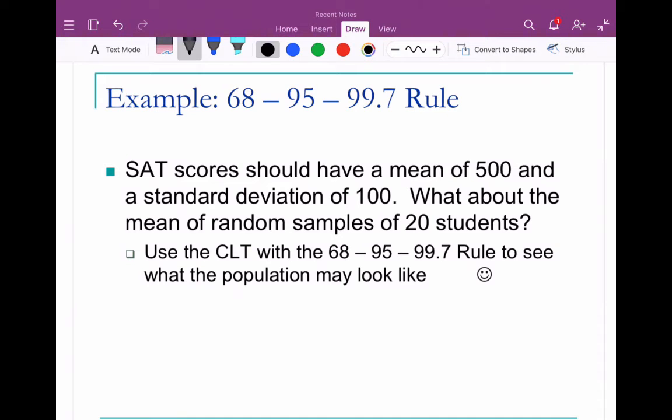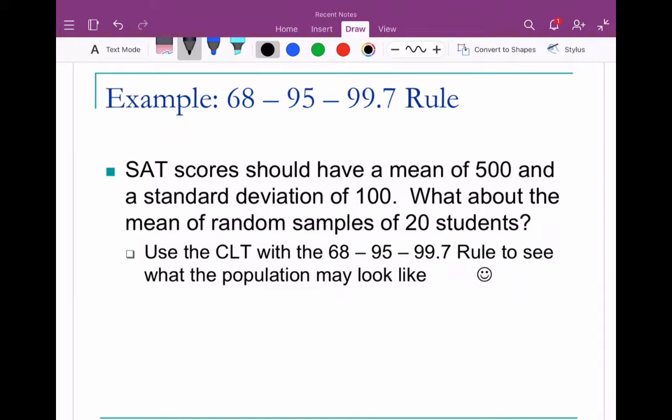We're continuing with chapter 18 and actually going to finish it up, but we're going to look at examples using means instead of proportions for sample distributions. So our first example is about SAT scores, and SAT scores have been designed so that they have a mean of 500 and a standard deviation of 100. We want to know, what about the mean of random samples of 20 students?